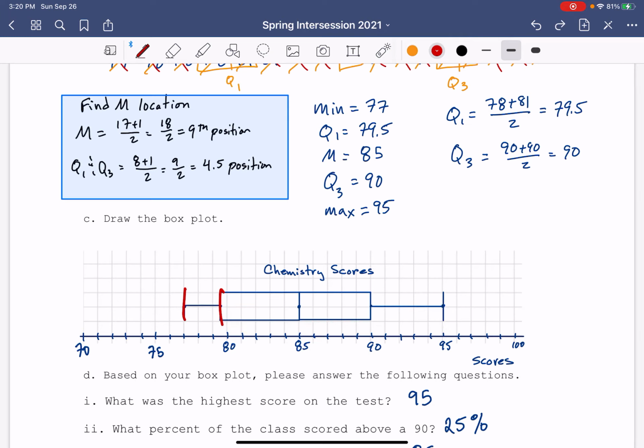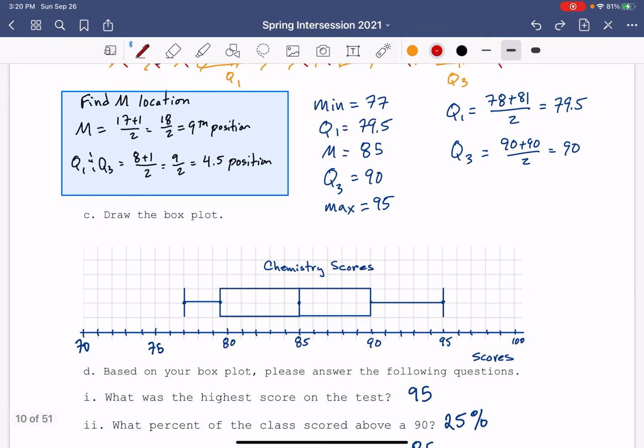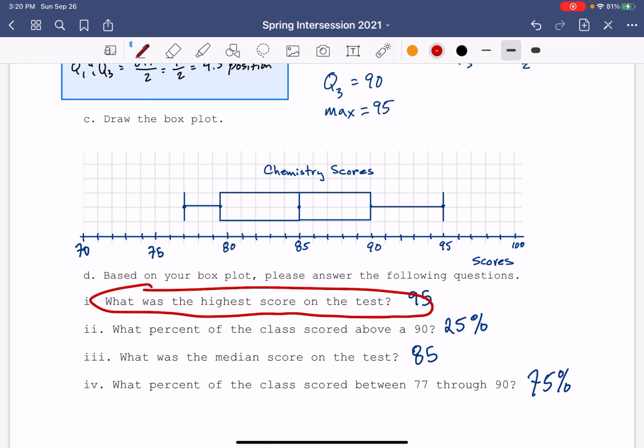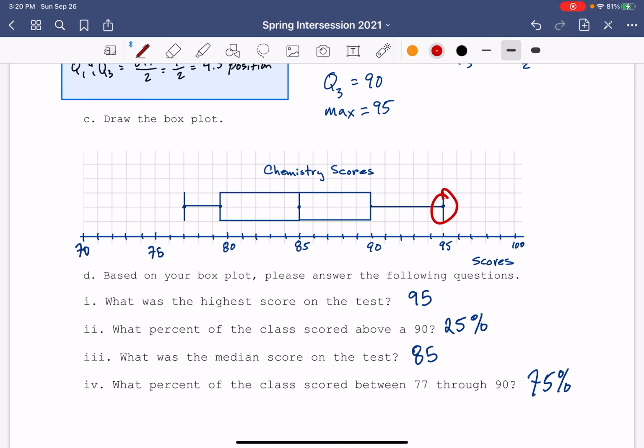Okay. What else? Let's go down here. Let's see what we have. Some questions. What is the highest score on the test? Well, the highest score is a 95, right? Based on the max score, based on our data.